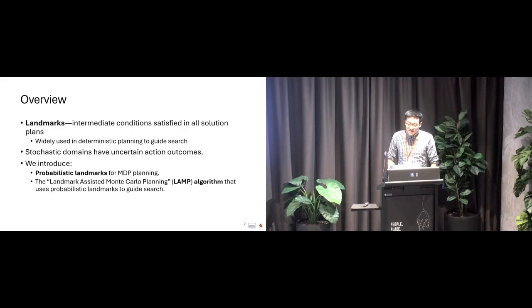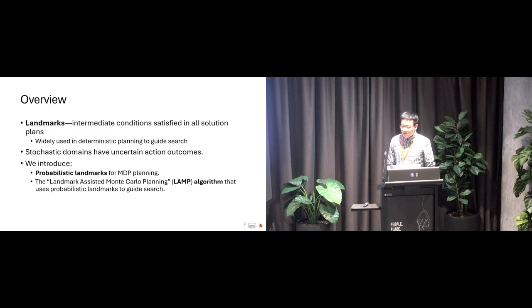Meanwhile, planning in stochastic domains, which is often modeled as MDPs, adds a lot of complexity. In these domains, we have to contend with uncertainty in non-deterministic action outcomes, and large problems quickly become intractable as search techniques struggle to scale. And so the use of landmarks in probabilistic planning has been very limited, so our work aims to bridge this gap. To do so, we make two primary contributions.